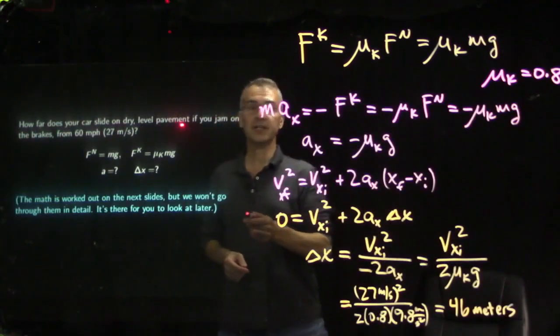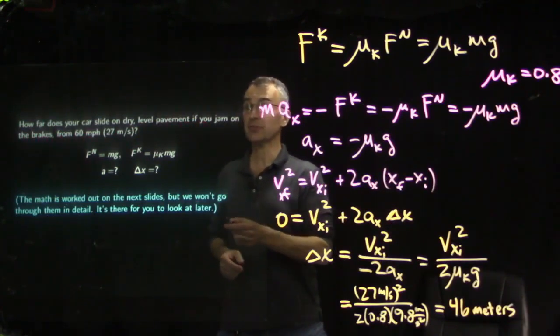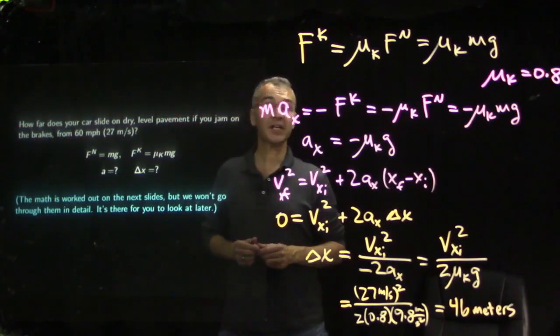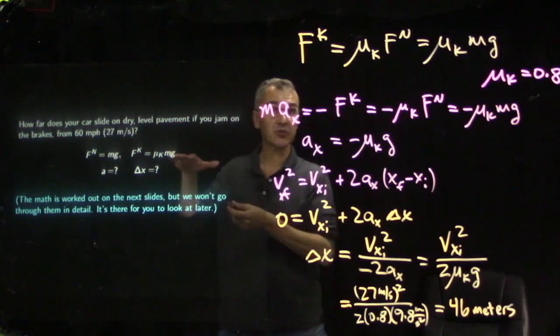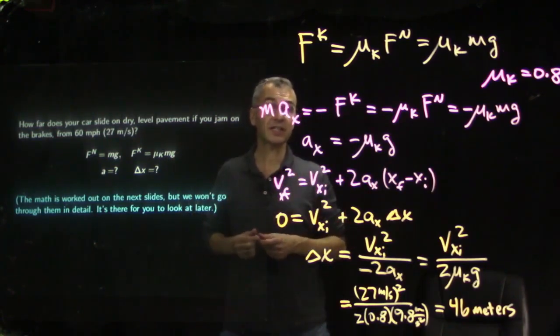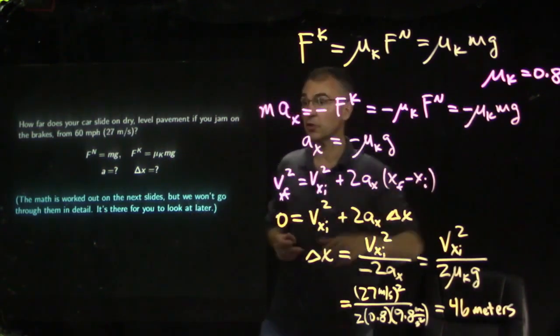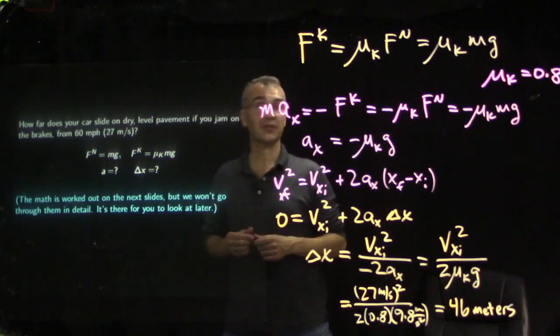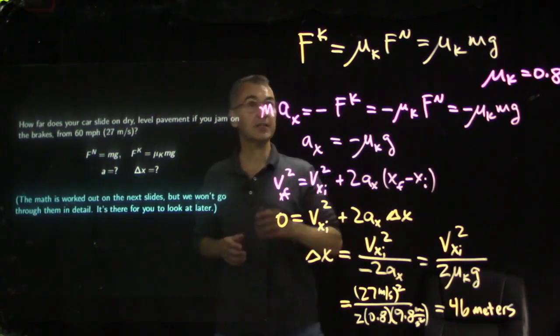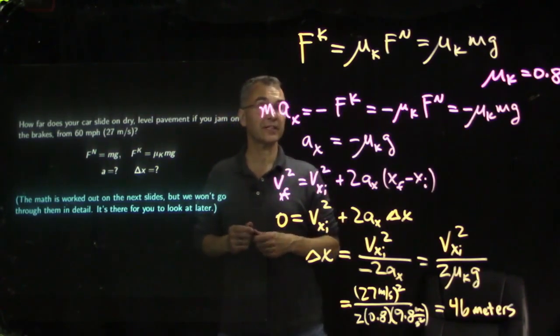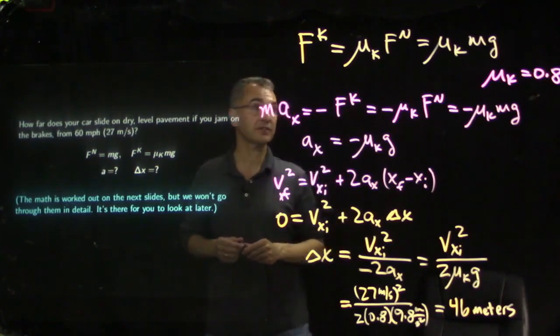How far does your car slide on dry, level pavement? If you jam on the brakes from 60 miles per hour, let's assume you do not have anti-lock brakes. So you jam on the brakes, so your car screeches to a stop with the wheels locked using kinetic friction. So mu kinetic is 0.8 for rubber on dry pavement, let's say. Then we say, okay, the only horizontal force acting on the car is kinetic friction, and it acts in the minus x direction, let's say.